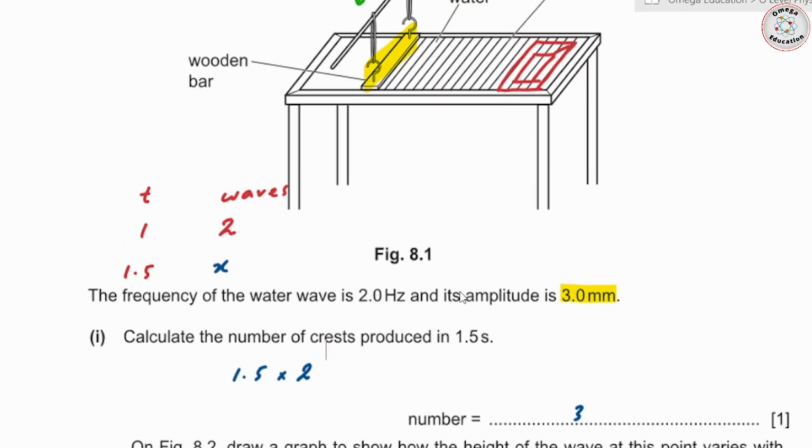All right, so 2 hertz means 2 waves in 1 second. In 1 second we have 2 waves. How many waves would there be in 1.5 seconds? We can do it by cross multiplication. Then you hit it on the calculator. There'll be 3 waves in 1.5 seconds.